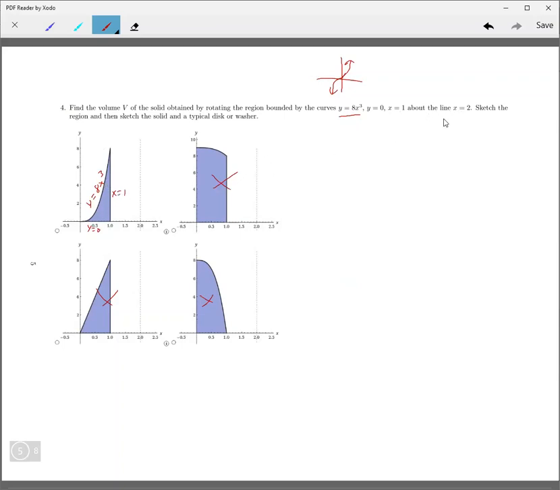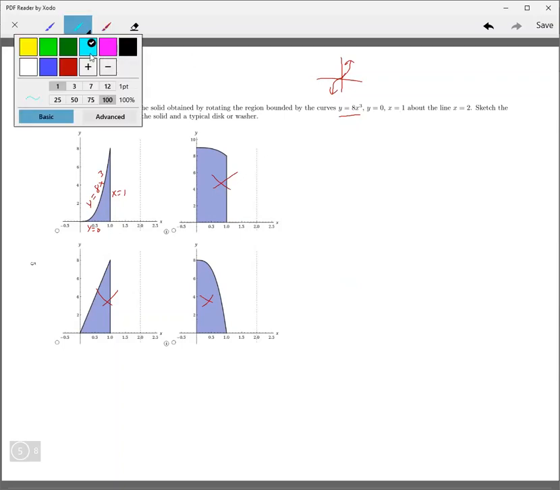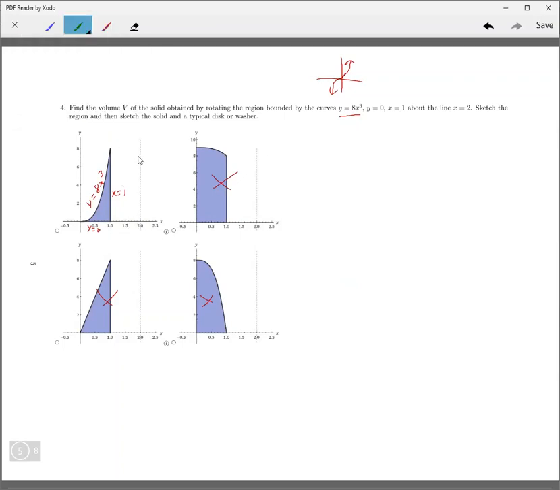And revolving that about the line x equals 2. So here's the line x equals 2. We're revolving it this way. So that means when we revolve it, we'll get something over here as well. It will revolve like that.